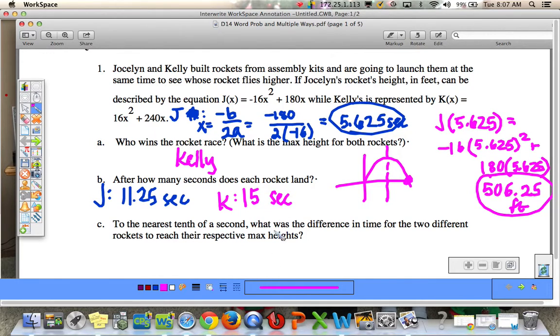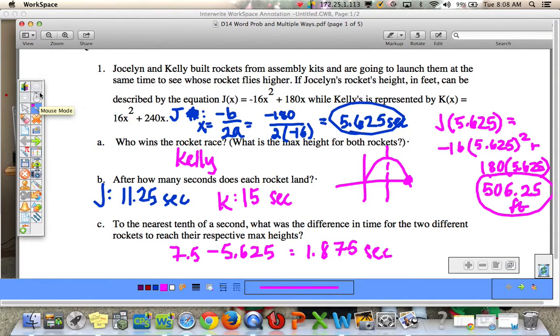To the nearest tenth of a second, what was the difference in time for the two rockets to reach their respective max heights? Okay, so max heights, we would do 7.5 for Kelly, minus 5.625 for Jocelyn, and that would be 1.875. So 1.875 seconds would be the difference in their times. Okay, so there's the first problem right there.